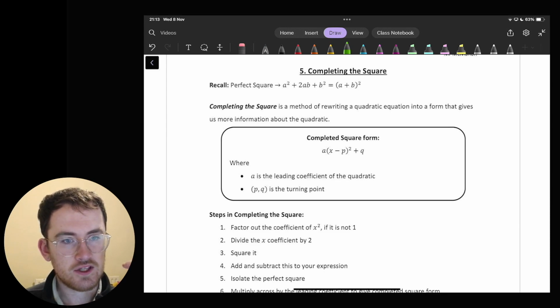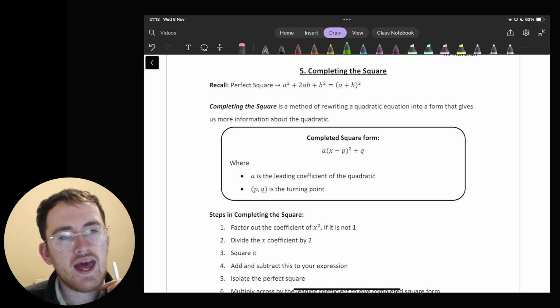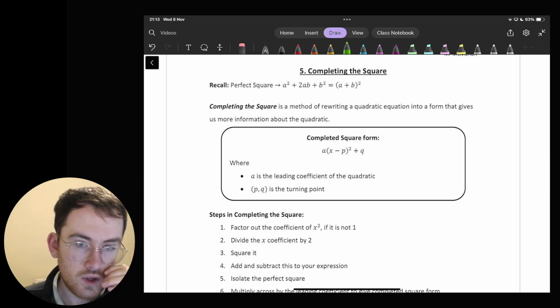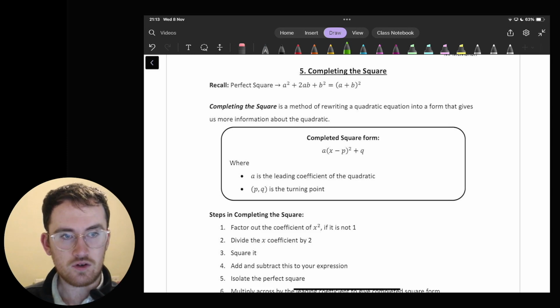It tells us a lot about the maximum and the minimum point, what we call the turning point of the function. It can also help us see the nature of the roots a lot quicker than we might see it from a normal quadratic. It can help us find the roots a little bit quicker. There's a lot of different scenarios where we would want to write something in completed square form.